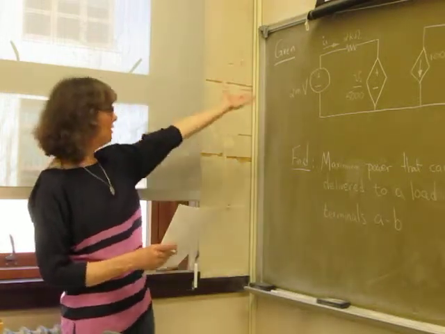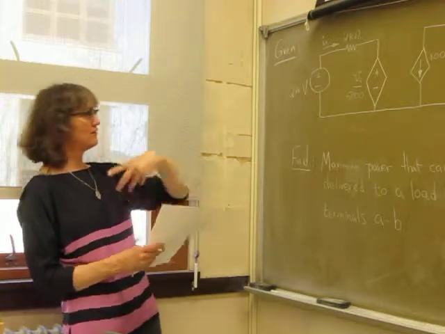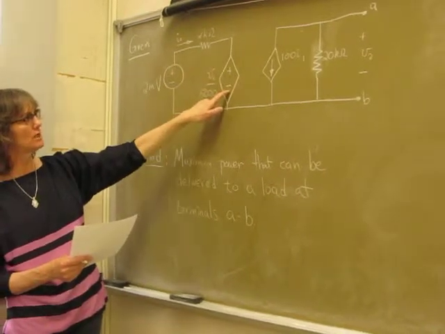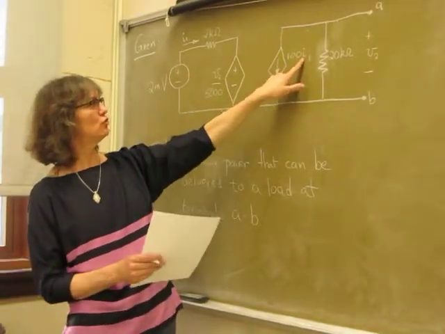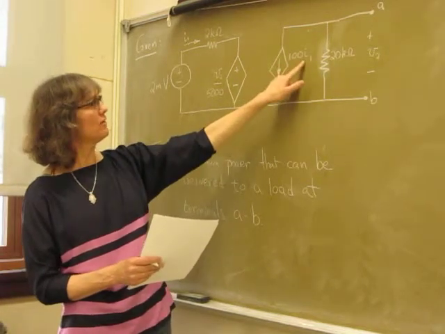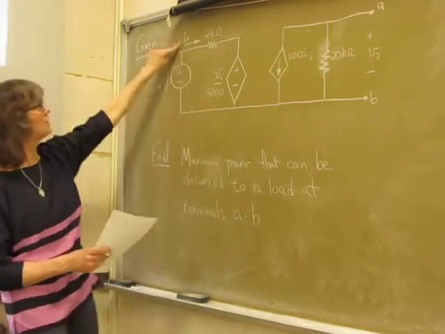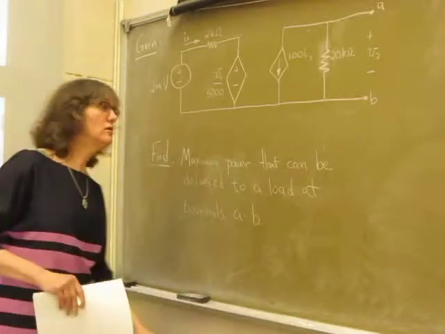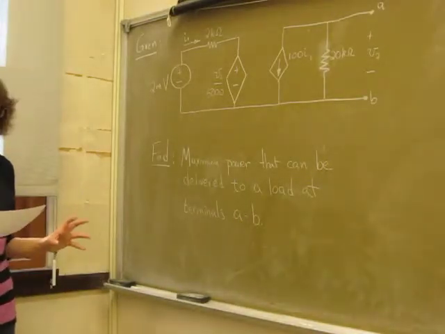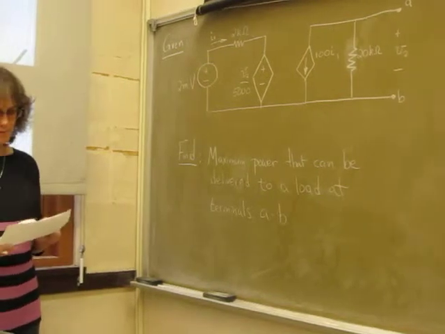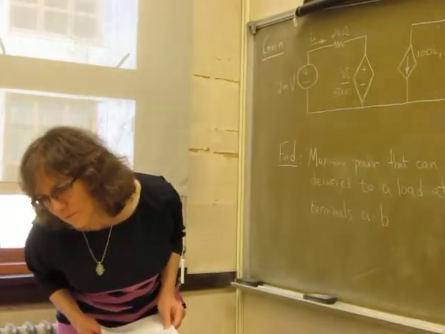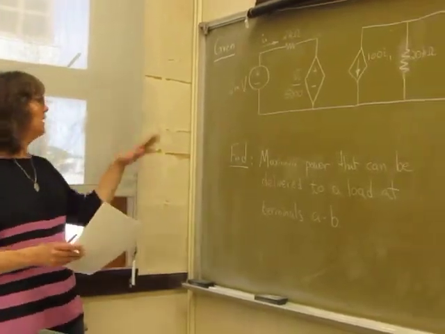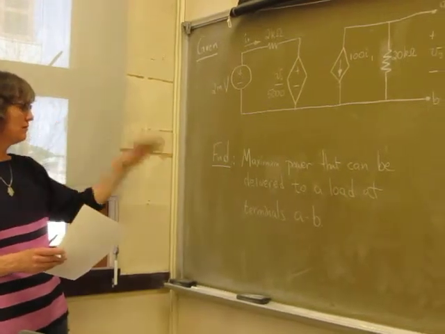Okay, so here's the given circuit. It looks like a scary looking thing. We've got a voltage-controlled voltage source, and we've got a current-controlled current source. The current that controls this is here, and the voltage that controls this is here. So it's kind of a scary looking circuit. It's an equivalent circuit for a transistor amplifier. Anyway, I don't care. I'm asked to find the maximum power that can be delivered to a load at the terminals A and B.